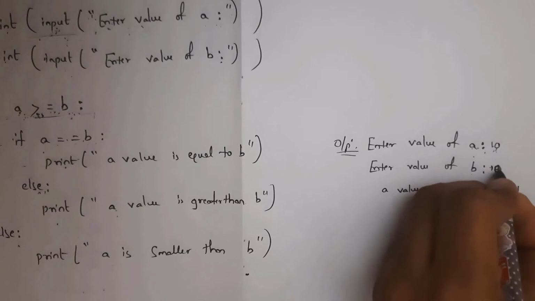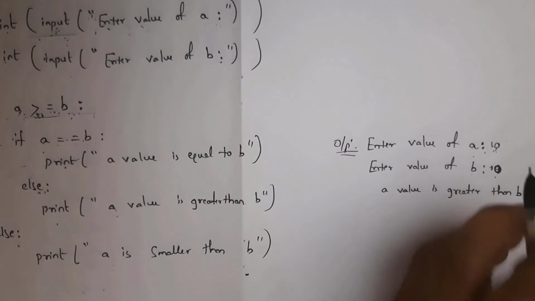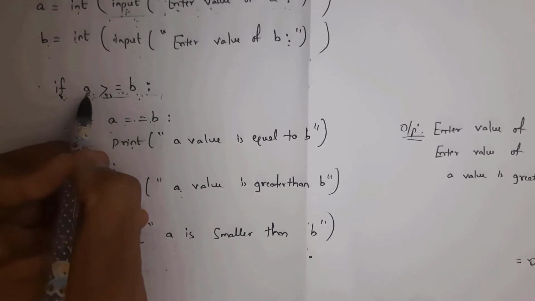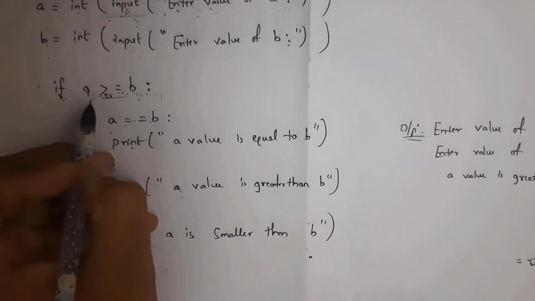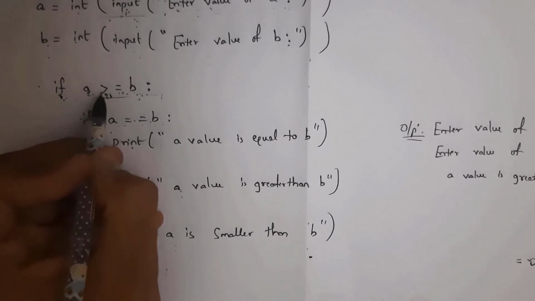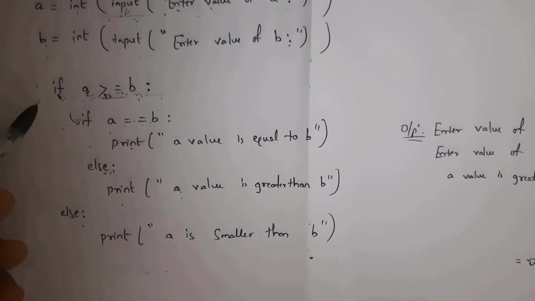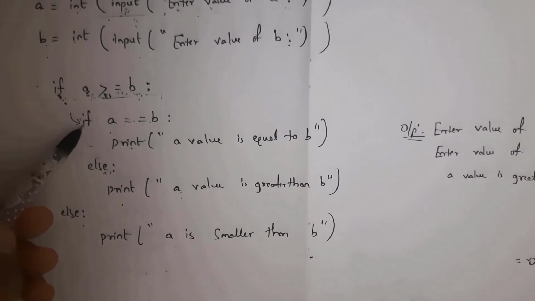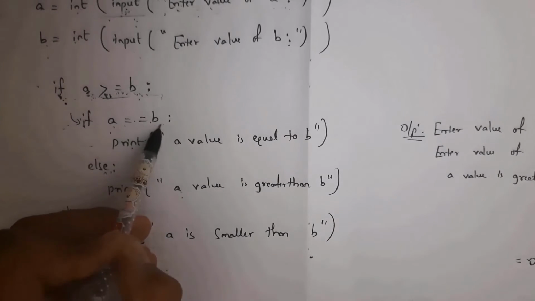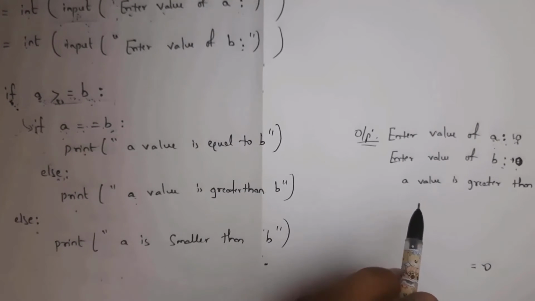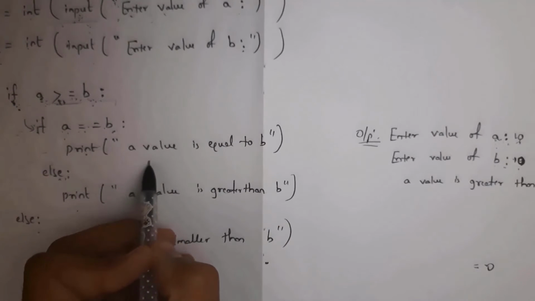For example, if I give a value as 10 and b value as 10, it will compare. Here a value is 10 and b value is 10. Here I gave the condition, that is, if a value is greater than or equal to. So here a value is equal to b. Inside this if condition I gave another if condition, that is, a value is equal to b. Yes, a value and b value both are equal. So I will get the output, that is, a value is equal to b.